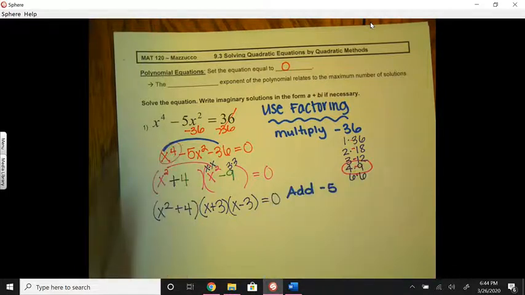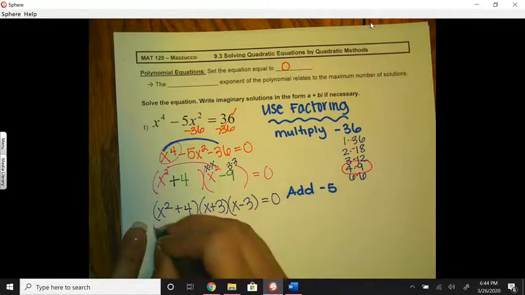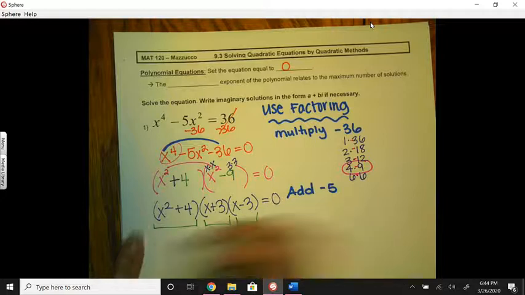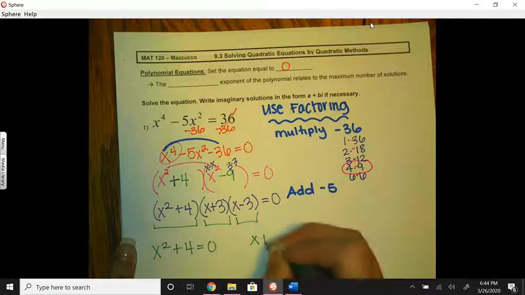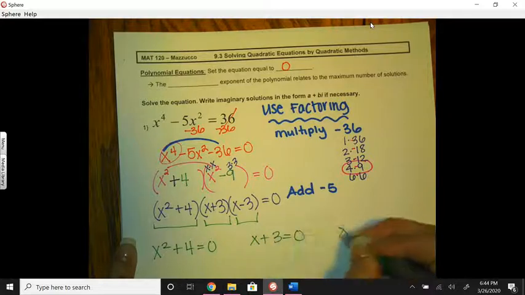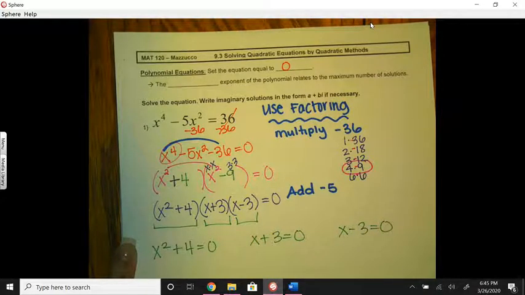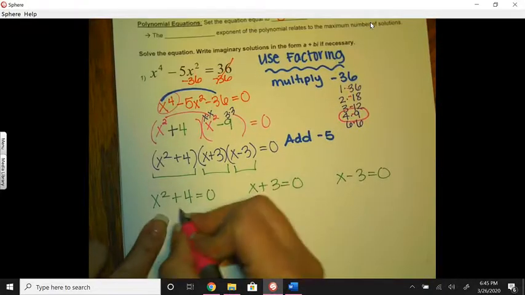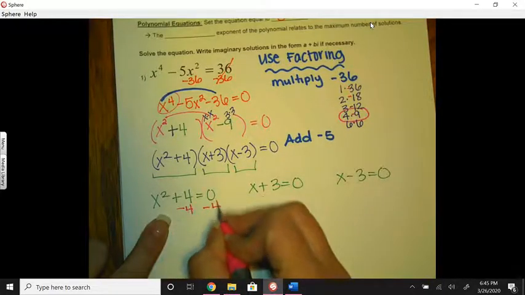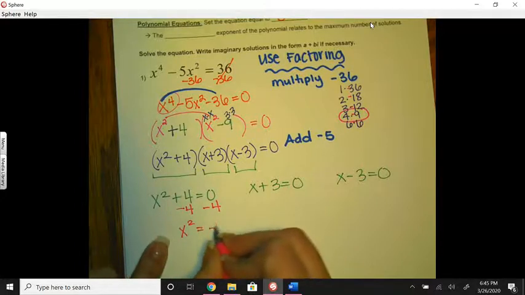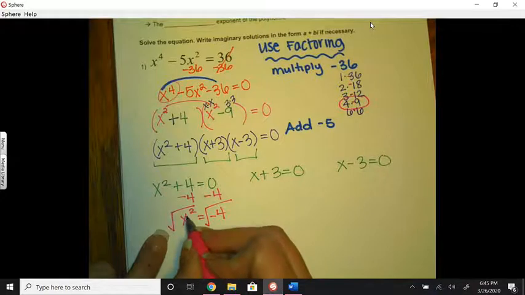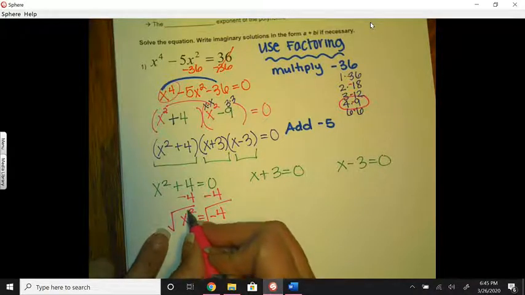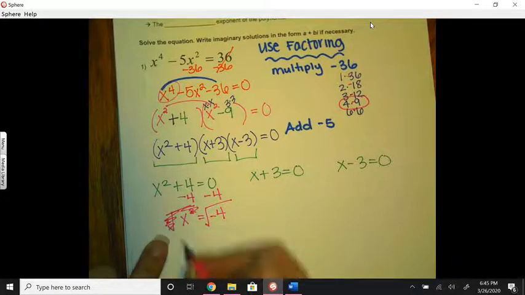Okay, then once everything is completely factored, we set each factor equal to 0. So we have x squared plus 4 equal to 0, x plus 3 equal to 0, and x minus 3 equal to 0. And then we solve each of those equations. So if we subtract 4 from both sides, we'd get x squared equals negative 4. And then we square root both sides, because we learned in previous lessons in this chapter that the 2 would go into 2 once, so this would go away.